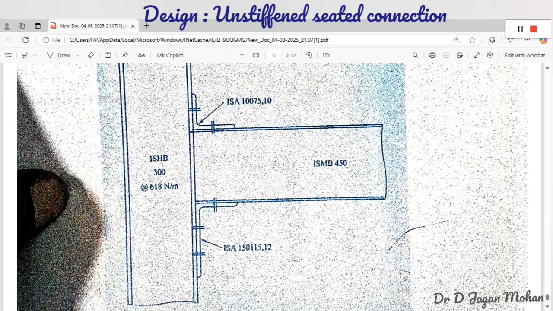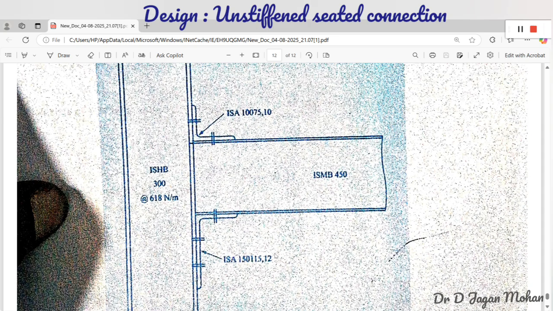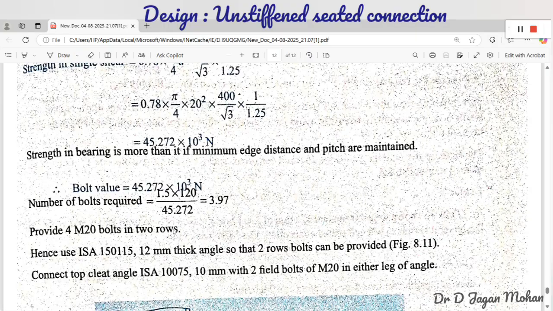So this is one bolt, and on the back of this one is another bolt. Here is one bolt, and on the back of this one is another bolt. So 4 bolts will be there, connecting this seat angle to the flange of the column. The size is 150 by 115 by 12 mm. So 4 bolts are required. Now ISA 150 by 115 by 12 mm thick angle, so 2 rows of bolts can be provided.